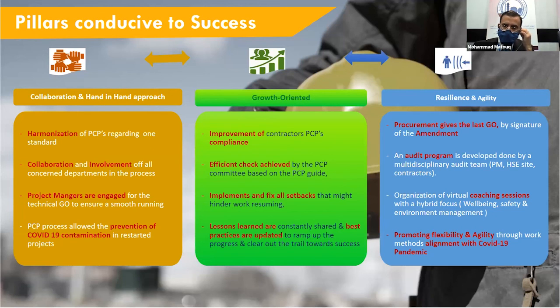For growth-oriented, the situation is dynamic and we must improve. We learn from our contractors. It's very important to highlight this, because we have a lot of contractors, Moroccan and international, as we have big projects, with French, English, German, American and Spanish contractors. We improve each other by reading and discussing, and there is a lot to understand. Efficient change is achieved by the PCP committee. I think the PCP is efficient because we have the same rules and can take this review.